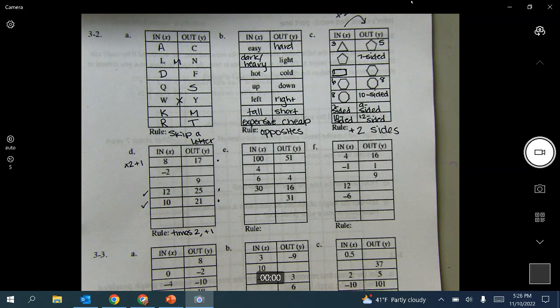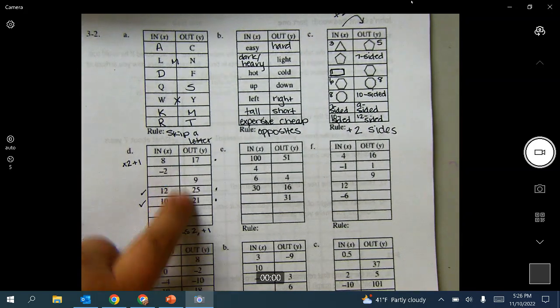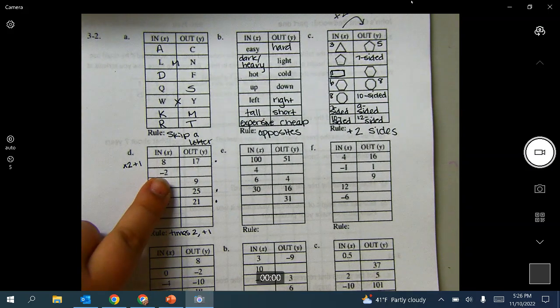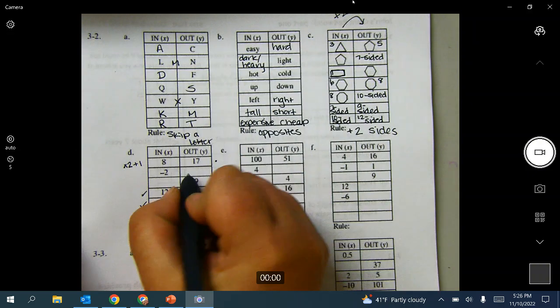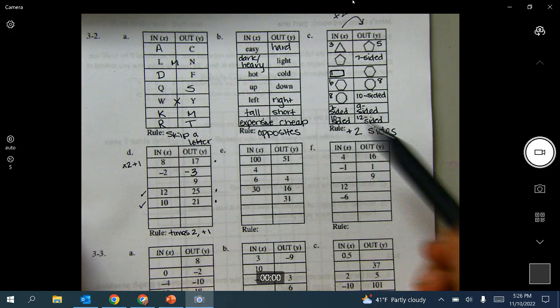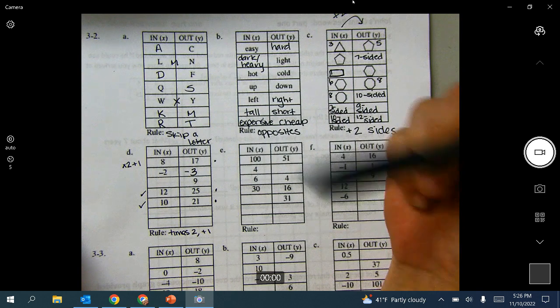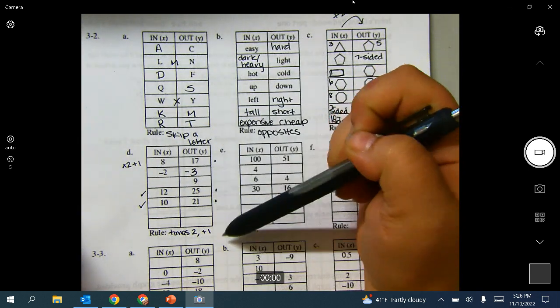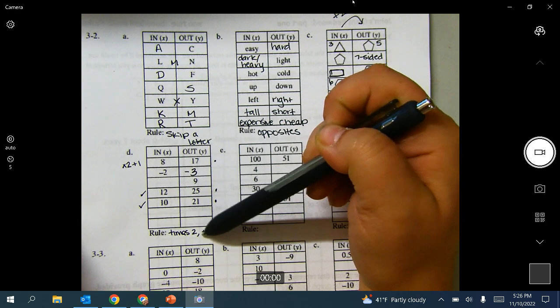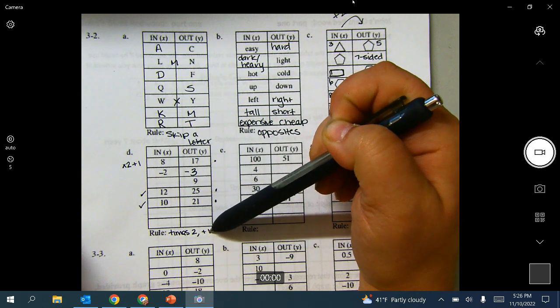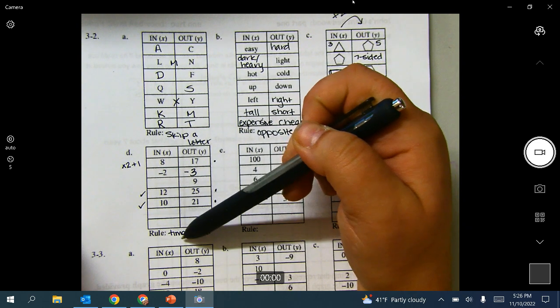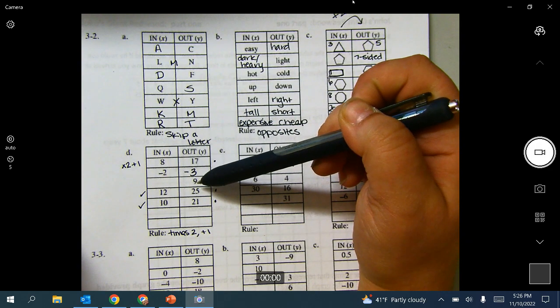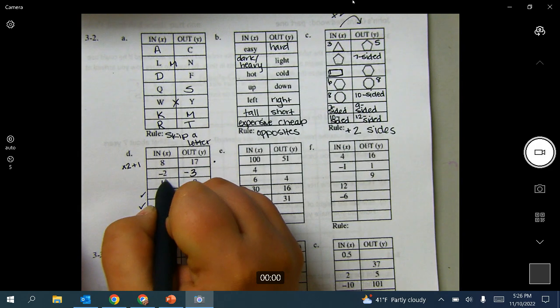So let's use this rule to complete some of these missing values here. So if my input is -2, I need to multiply it times 2, which gives me -4, and then add 1, which gives me -3. Okay, here I'm going from my output to my input, so I'm going to have to go backwards. So from the end of my rule, from 9, I'm going to do the opposite of adding, which is subtracting. So I'm going to subtract 1. And then instead of multiplying by 2, I'm going to divide by 2. So 9 minus 1 is 8. Divide that by 2, and I get 4.